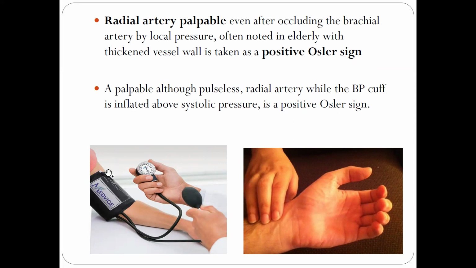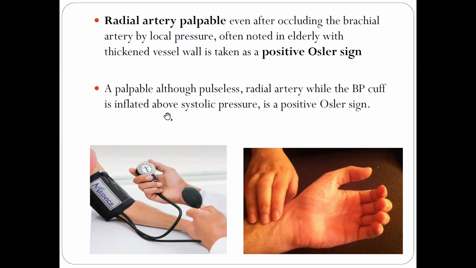In the Osler sign, first you put a cuff on the arm and inflate it, and simultaneously you palpate the radial artery using your three fingers. First you feel the pulsations. Normally, if you inflate the cuff above the systolic pressure of the artery, say the blood pressure is 120 and you inflate the cuff to around 140, you will not be able to feel the radial artery. You lose the pulse because of the occlusion, and there is no pulsation.